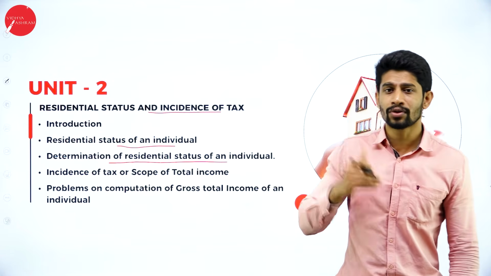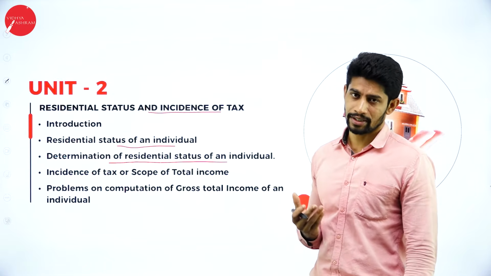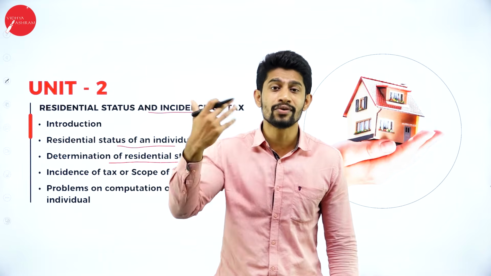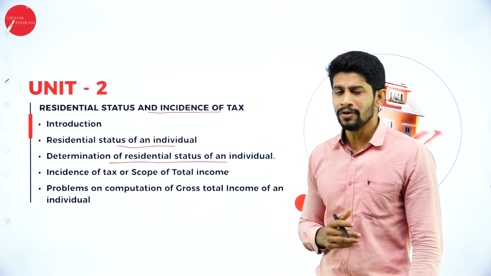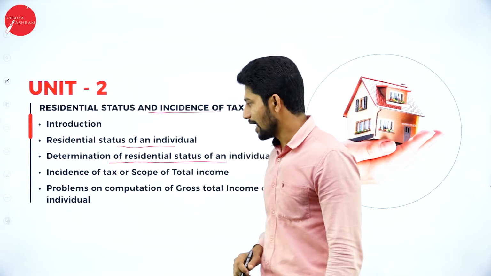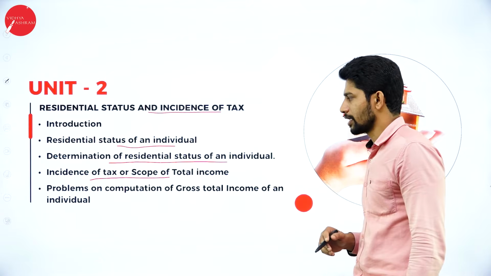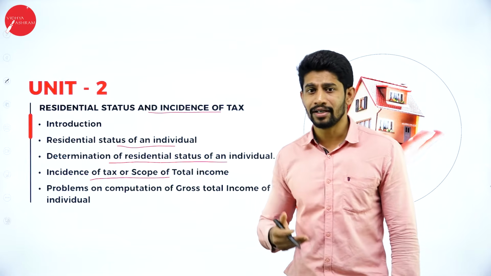So what are those rules and regulations? Who is going to give those rules and regulations? So how to determine the residential status by using those rules and regulations? About this we are going to study in this unit. And also incidence of tax or scope of total income. That means how this tax will be calculated if an individual person is earning the income.